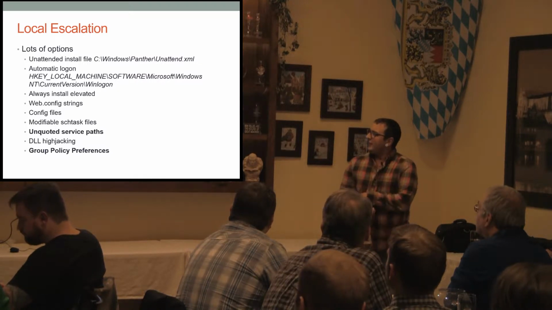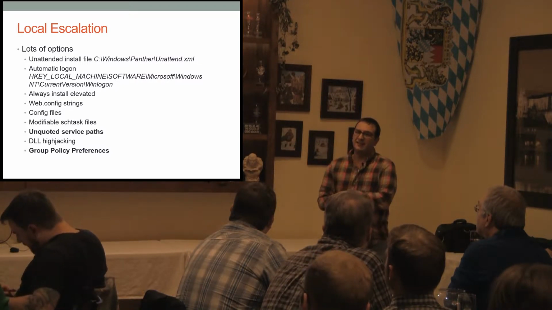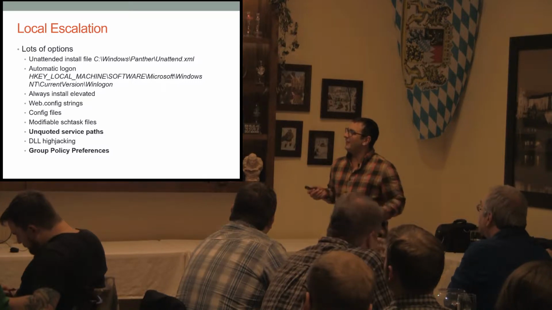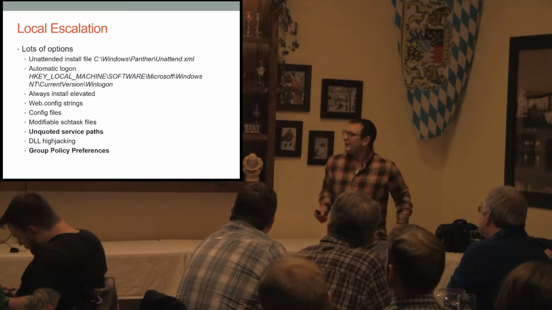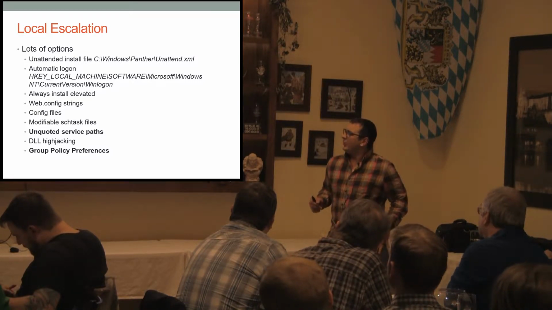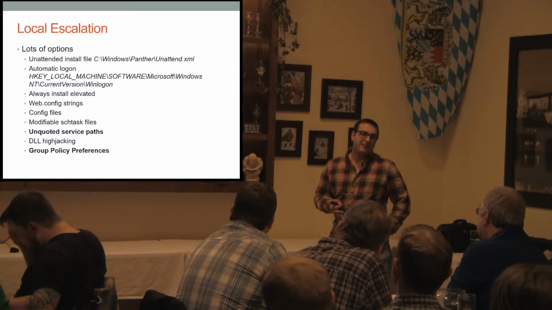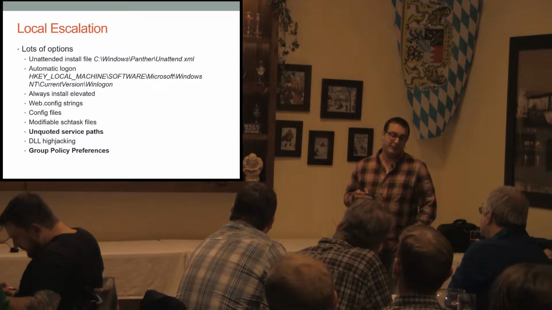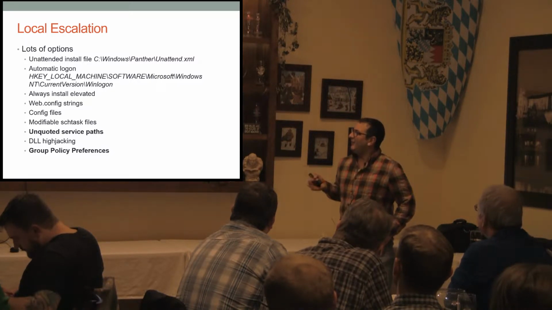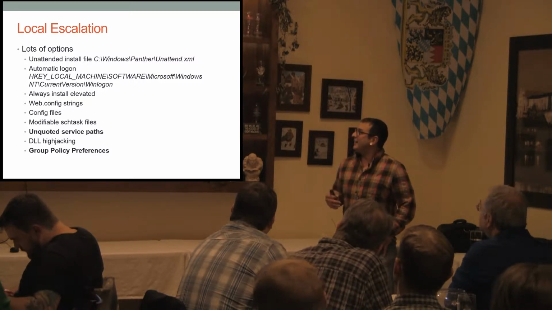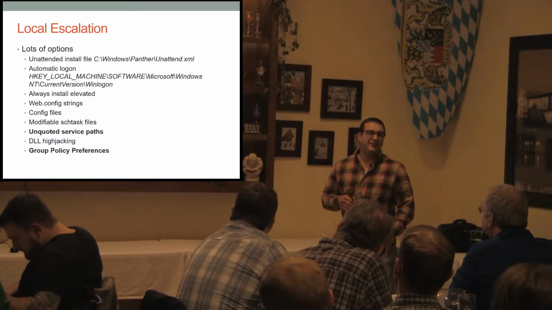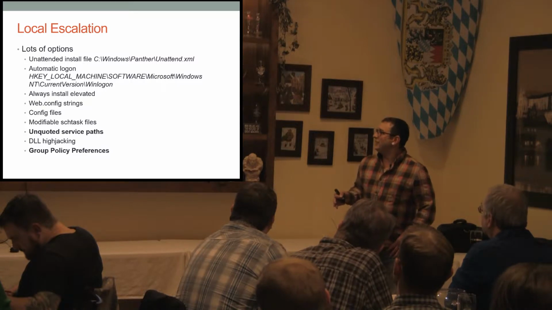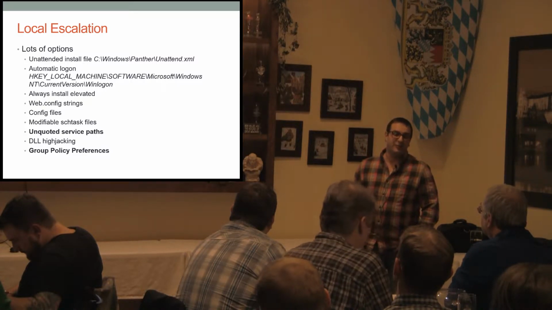So for local escalation, you have a bunch of different options here, and some of them are basic and just different things that you'll see crop up in different environments. One of them is unattended install files. When you have to roll out, say, 2,000 or 300 workstations, they do automated installs, and there's this unattended.xml file that, if you're not paying attention or keeping it clean, you can actually end up leaving on your systems when it rolls out.